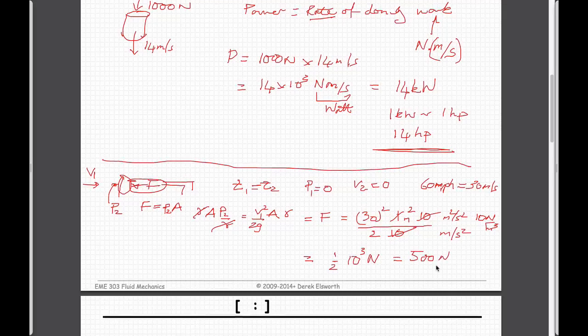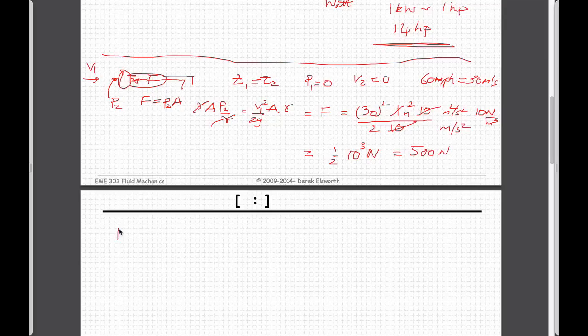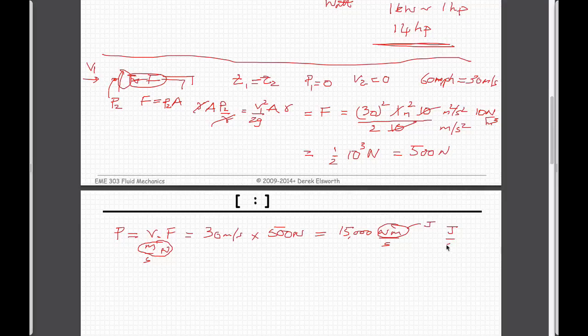Order of 500 newtons. We can do the same calculation as before, that power is equal to velocity times force, right? This is meters per second. This is newtons, so it's newton meters per second. So this is work. This is rate of doing work. And so if we're going at 30 meters a second, multiplied by 500 newtons, it's equal to 15,000 newton meters per second. A newton meter is a joule, and a joule per second is a watt.